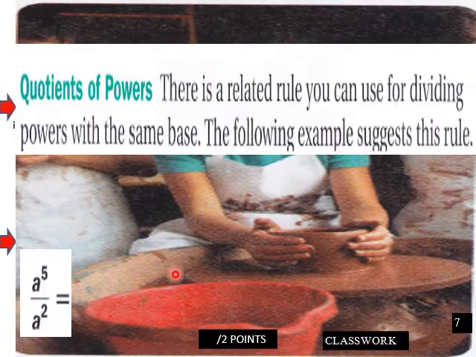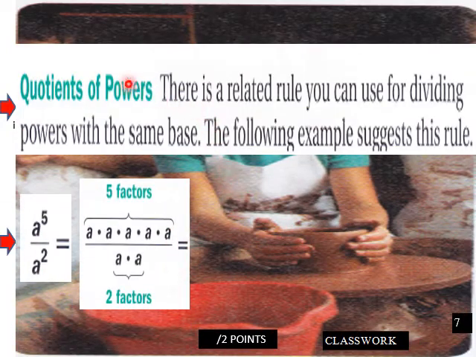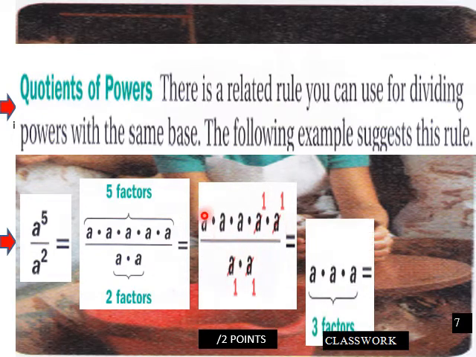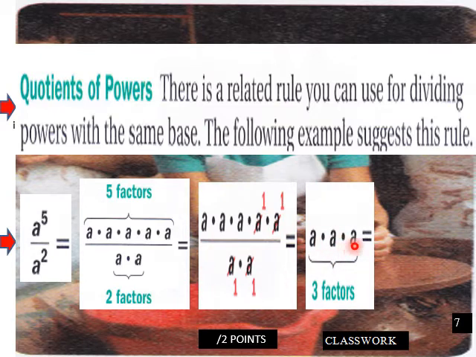And let's get into another concept slide here, quotient of powers. This is a related rule you can use for dividing powers of the same base. We have a to the 5th over a squared. This will be broken down here, what it would look like. So these will cancel here. Two of these a's will cancel. What are we left with up there? We're left with a times a times a.